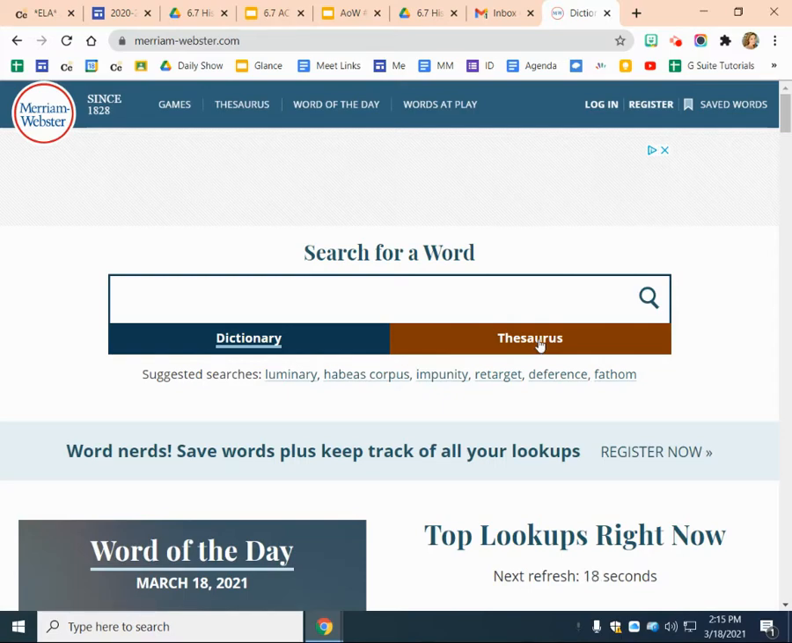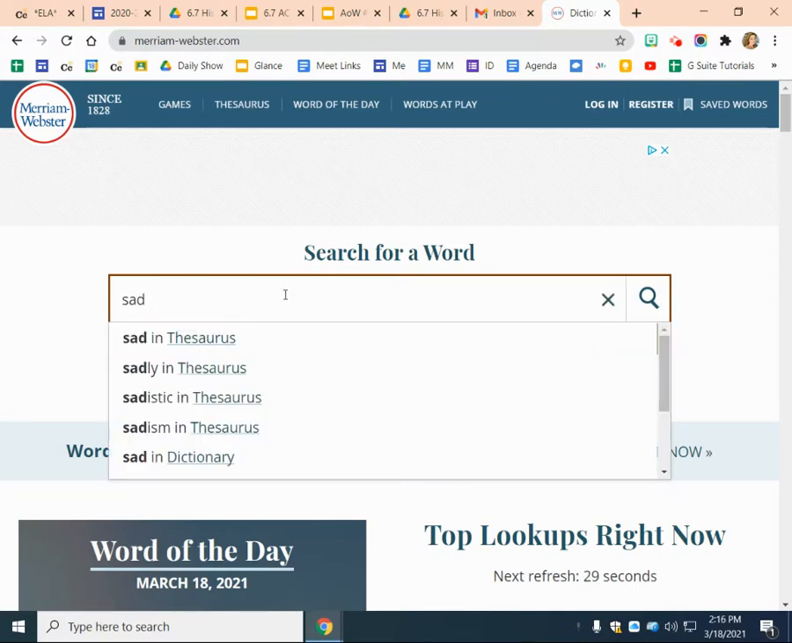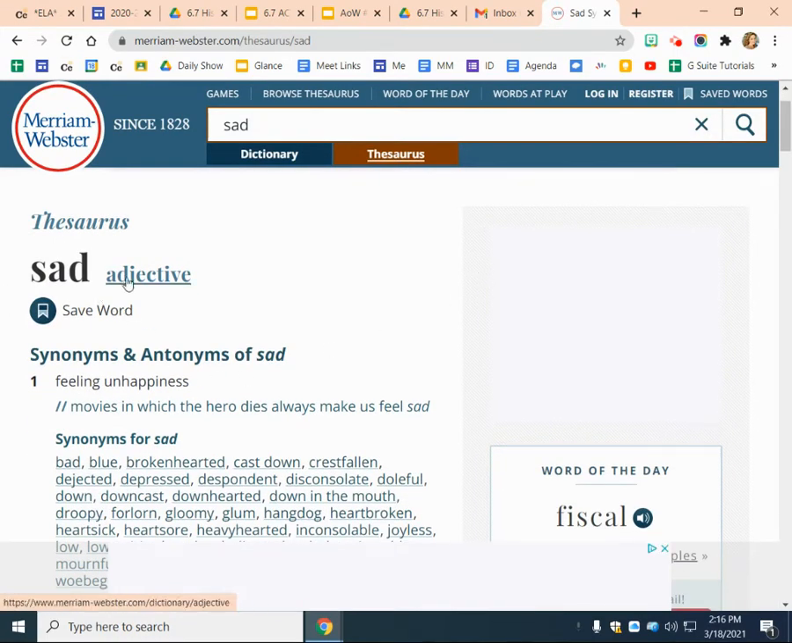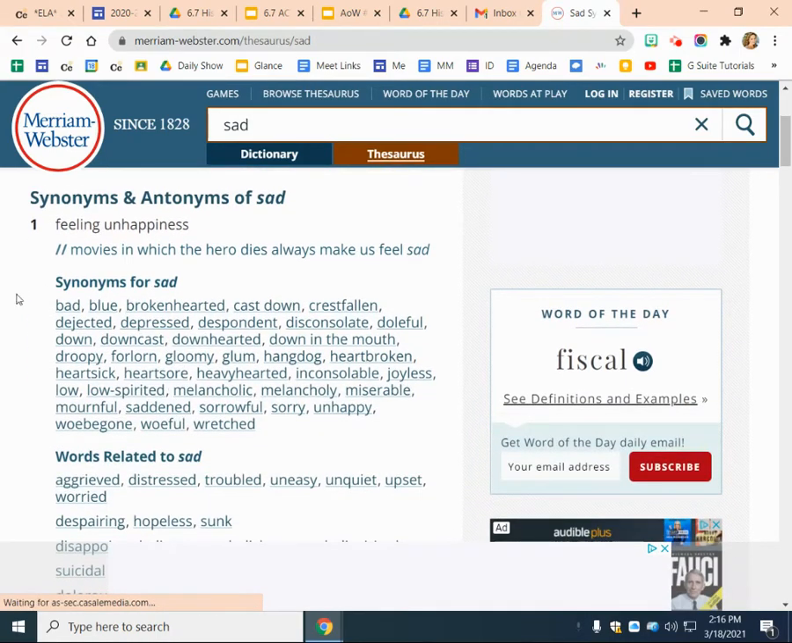Let's say you're writing a story or a paper for school and you're using the word sad, and you're thinking, I probably shouldn't use the word sad because that's more like a 3rd grade level word and I'm almost in 7th grade. I want a better word for sad. So if you go to the thesaurus and you type in sad and you pull up your results, you're going to see sad is an adjective, which means it describes someone or something. And if you go down to the synonyms, words that mean the same thing, you'll see there's probably 30 different words here that mean sad.